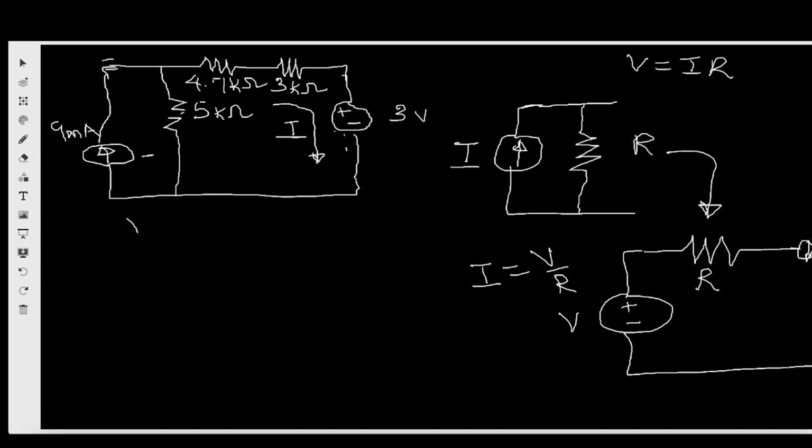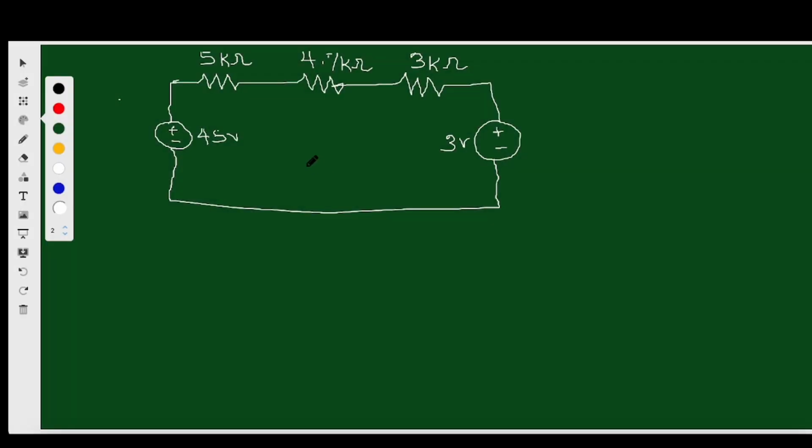So converting this, V is equal to IR, right? And my current is 9 milliamperes. 9 times 10 to the power minus 3 multiplied by the resistance, 5 kilo ohms, times 10 to the power 3. So it means that the voltage is equal to 45 volts. So if I redraw that, when we convert the current source to the voltage source, this is what it will be. It converts to a voltage source in series with the same resistor. So from here now, I can apply Kirchhoff's voltage law.